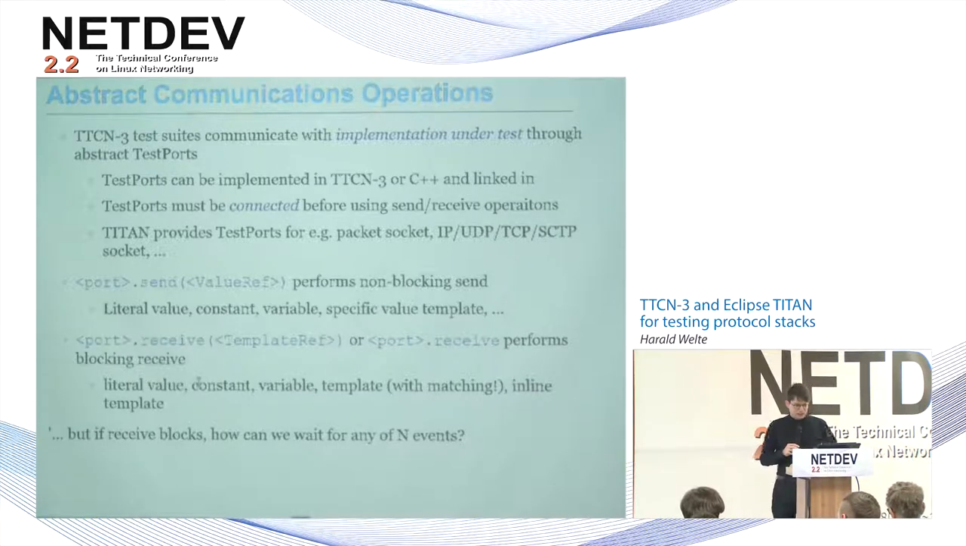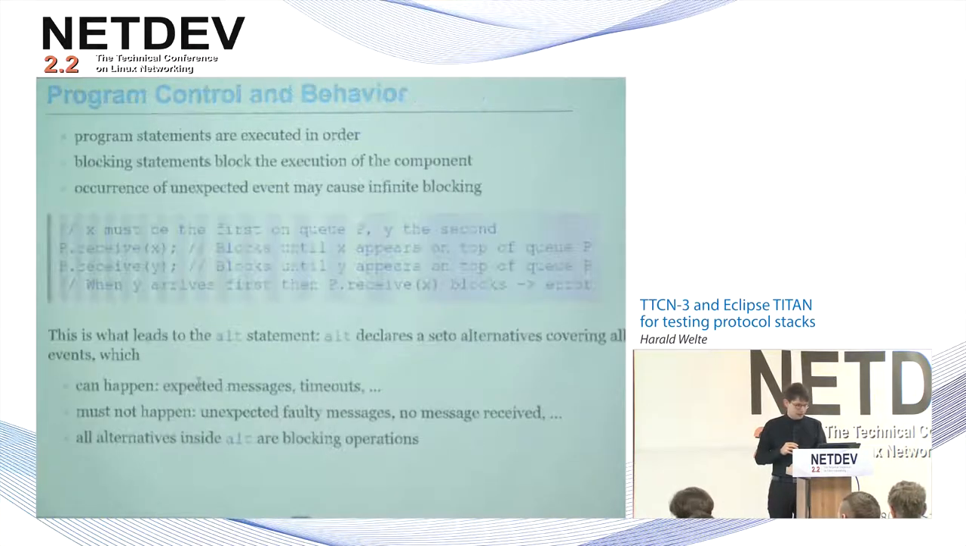So if the receive blocks indefinitely, you want to have some timeout, how do you handle that? Or if you're waiting for like three different things to happen in any random order, but all of the three must happen, how do you do this in a blocking receive? So that's an example that illustrates that. Let's assume we want to receive X and Y, but we don't know whether X appears before Y or Y appears before X. So doing two blocking receives, of course, wouldn't work in sequence.